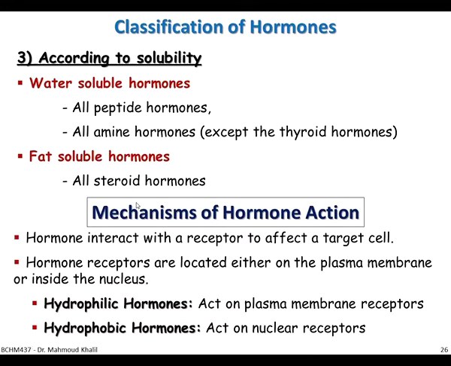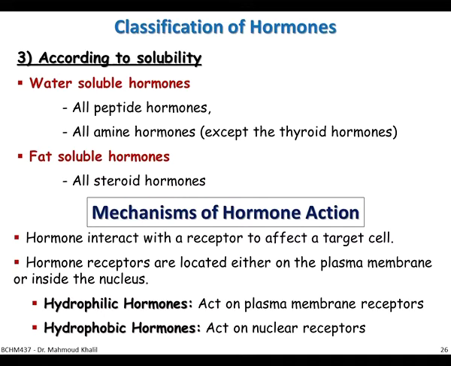So what about the mechanism of hormonal action? As we said before, a hormone has to interact with a receptor on the target cell in order to affect that target cell. And these hormone receptors have two locations: either on the plasma membrane of the target cells or inside the cell itself, in the cytoplasm or even in the nucleus.